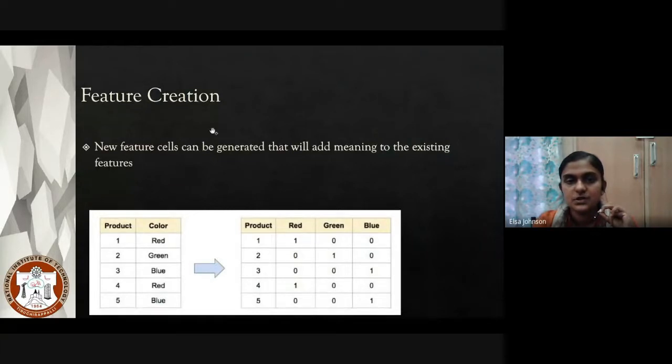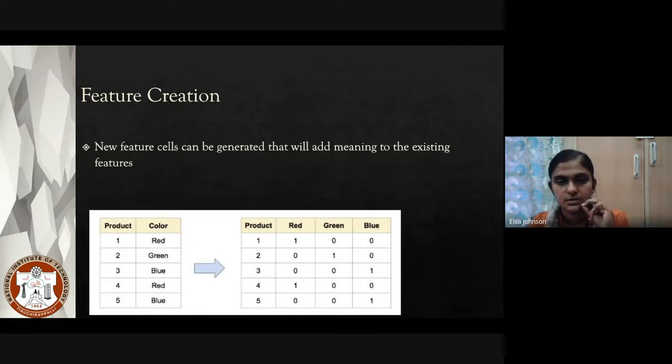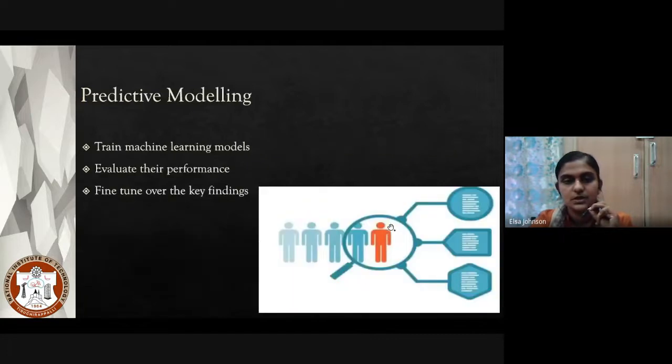Next one is feature creation. In some cases, we'll do encoding or create new features from already existing ones. For example, a product has its color given as red, green, and blue. We'll make it a new feature, giving new columns as red, green, and blue, and we'll give binary numbers to it. So this is new feature creation.